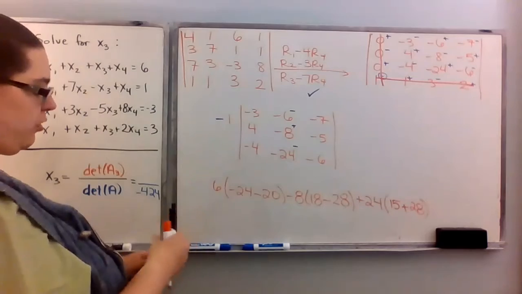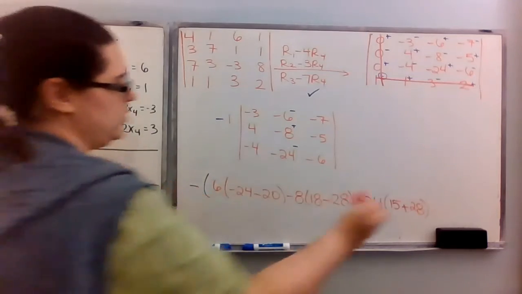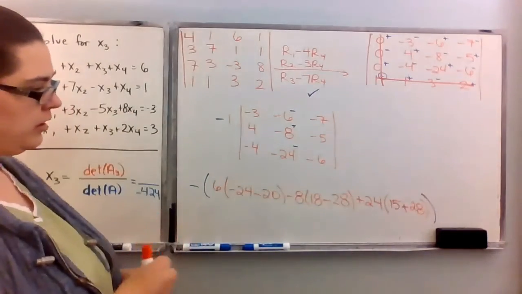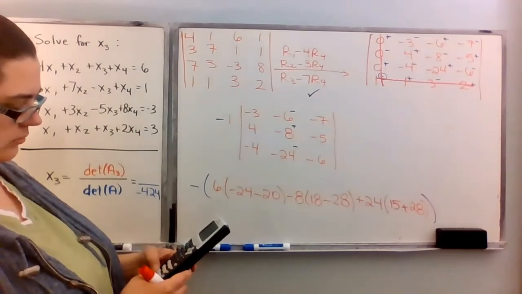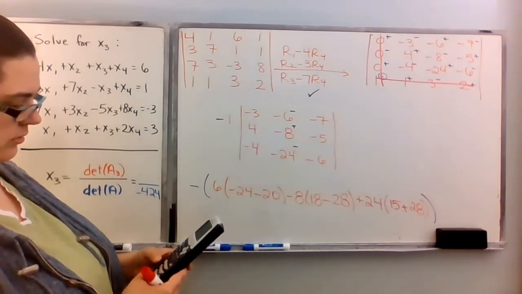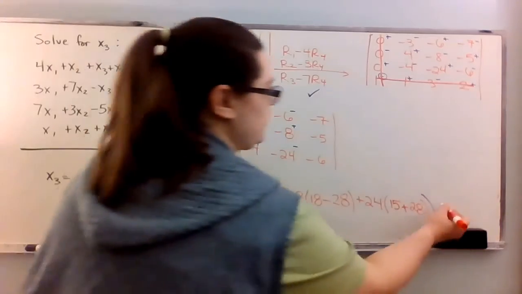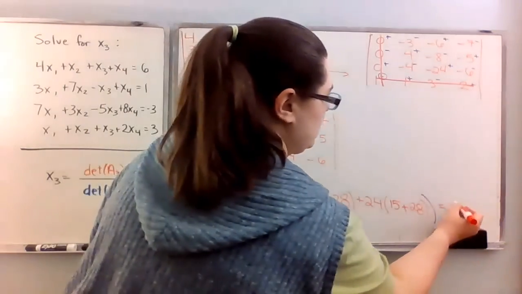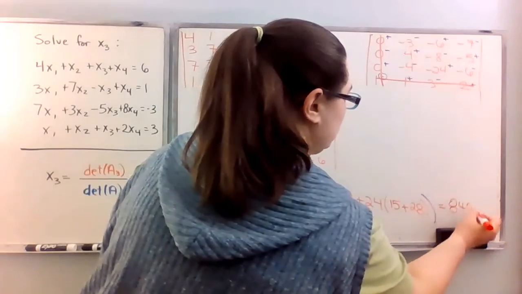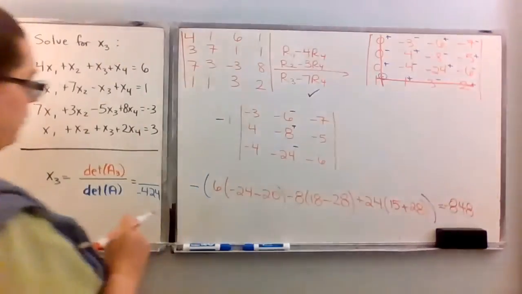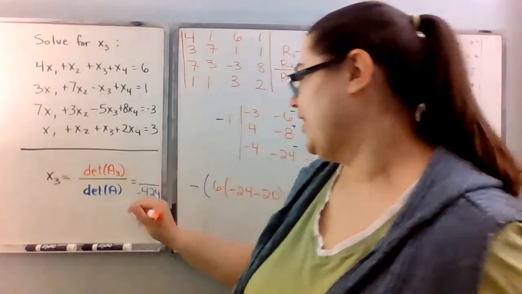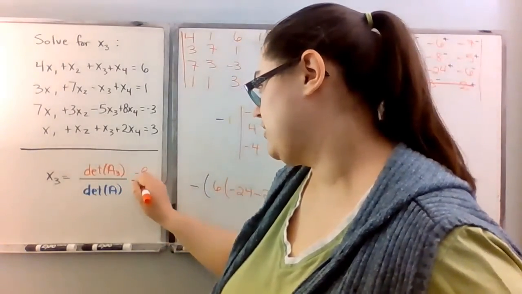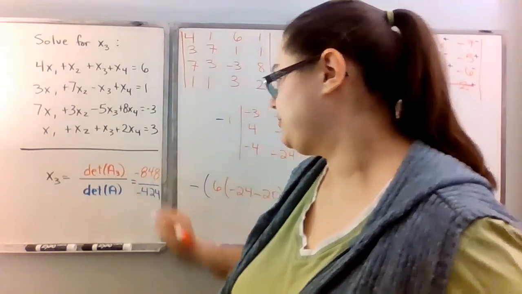And then we have to negate the whole thing at the end. So I'm just going to throw this into my calculator. Okay, and this is going to give me a -848. So that's my determinant of A3, yeah, a -848.